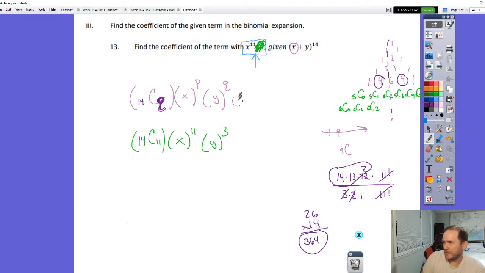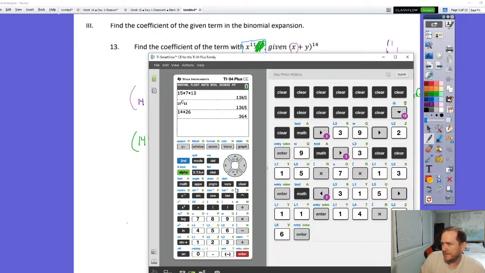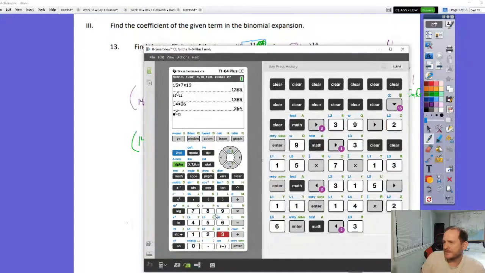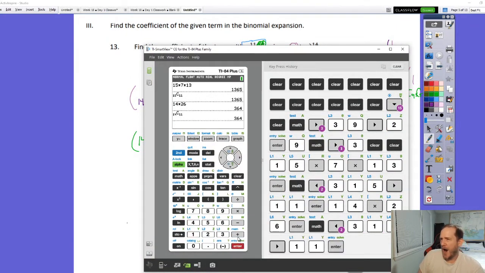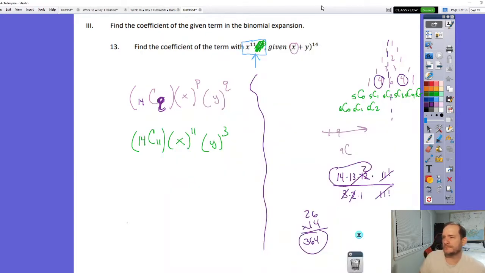Now I've shown my work off to the side, so I know I'm going to get full credit. And at this point, if I'm a little bit sheepish, then yeah, go ahead. Use the built-in feature to make sure you're getting it right. We said we wanted 14 choose 11. There you go. 364 was right. So that means my coefficient is 364. I get x to the 11 y cubed. That's it. There's your whole term.